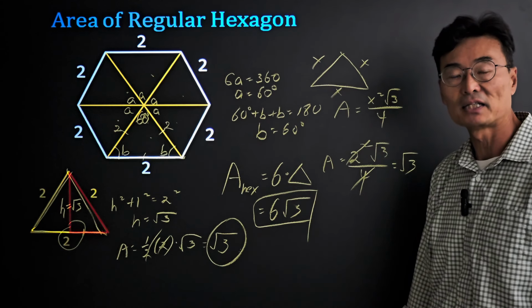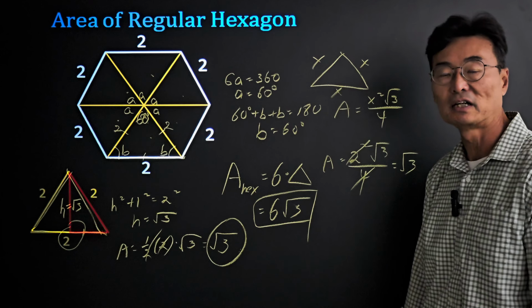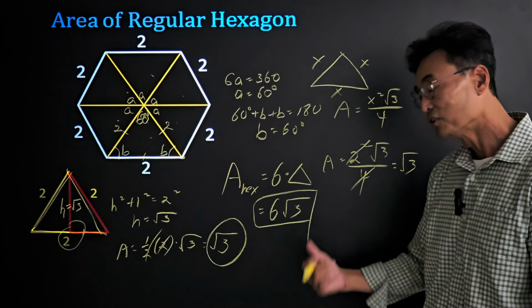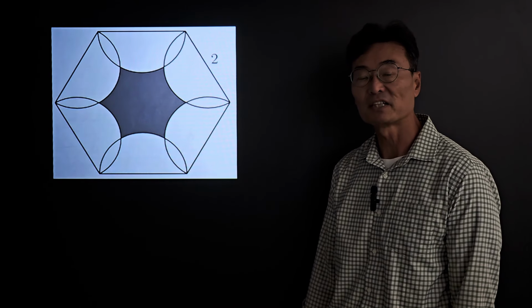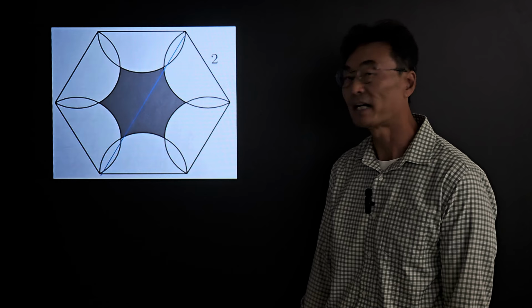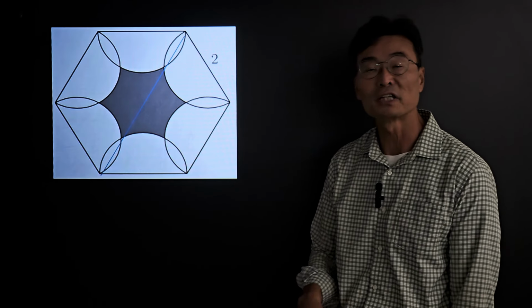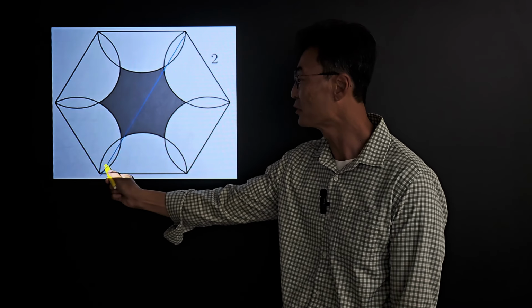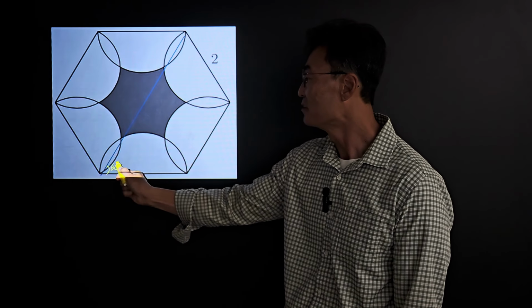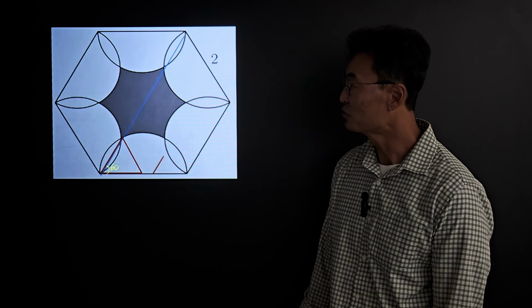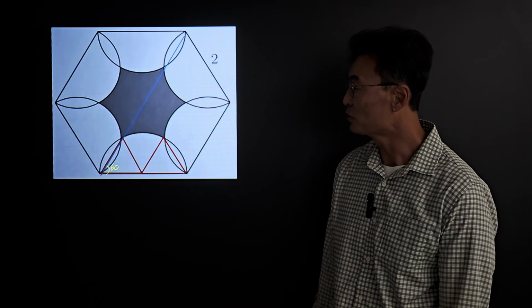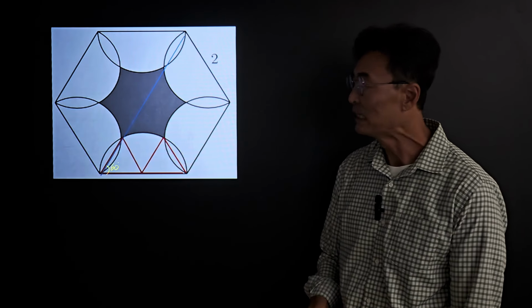Now let's go ahead and find the unshaded portion inside the hexagon to complete the problem. To find the area of the unshaded region inside the hexagon, let's start by drawing that diagonal, where when we were looking for the area of the hexagon, we found that this angle here is going to be 60 degrees. Next, let's go ahead and draw these lines to make a triangle here on the left and another triangle here on the right.